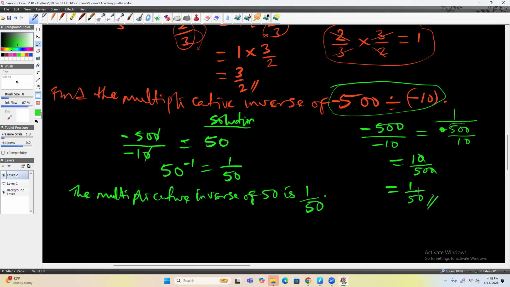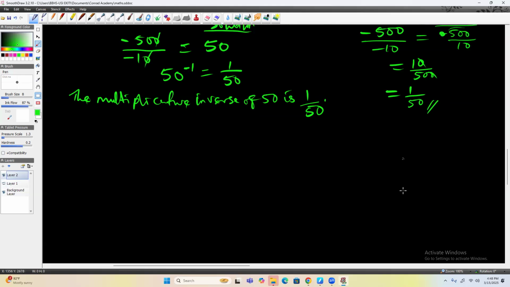Okay. Then we have another one called the additive inverse. Now, usually in the multiplicative inverse, all you're looking for is a value that you can multiply by to make the value 1. But in additive, you find a way to make the value 0.